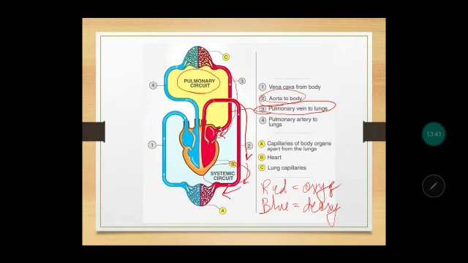Then coming to the right side, in the right side you can see that this is the vena cava, means the veins which are connected to body tissues. So from there deoxygenated blood will come, and where is it going? It is going to the lungs again. Through which part? Through the pulmonary artery. It will go to the lungs, it will get oxygenated, and again it is coming over here.